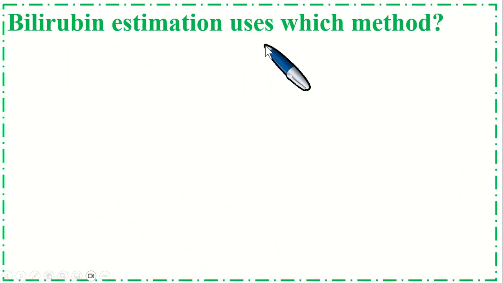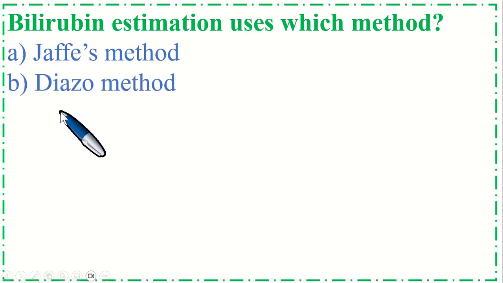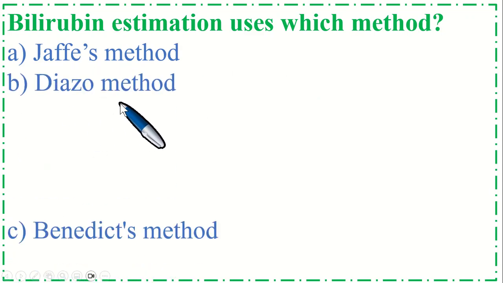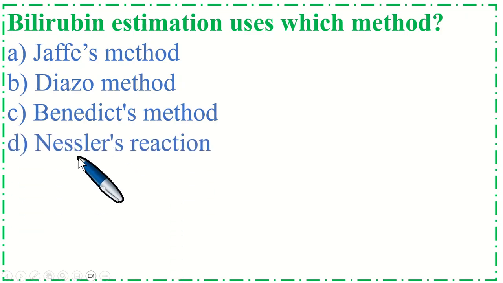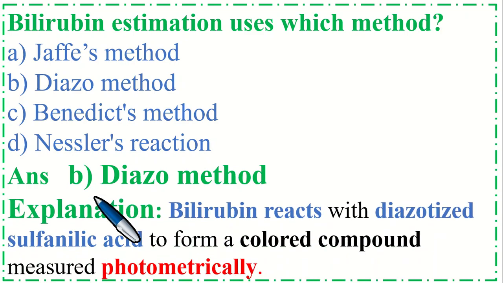Bilirubin estimation uses which method? Option A, Jaffe's method; B, Diazo method; C, Benedict method; and option D, Nessler's reaction. So the correct option is B, Diazo method. Explanation: bilirubin reacts with diazotized sulfanilic acid to form a colored compound measured photometrically.